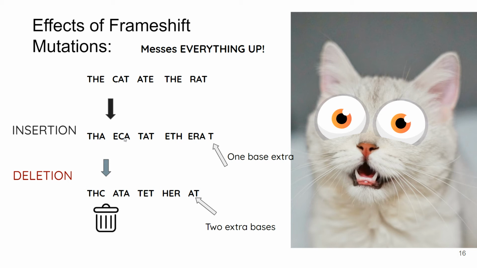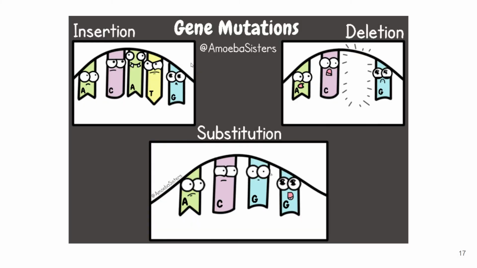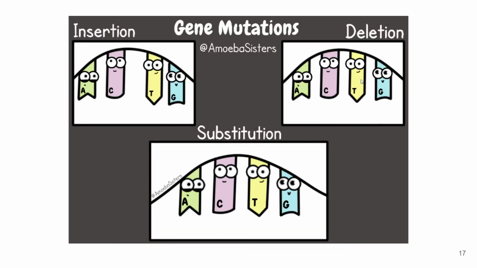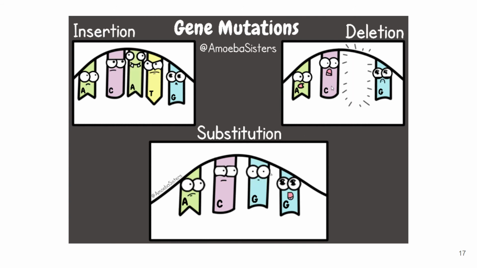In the second one, I did a deletion. So I deleted the letter E and I shifted all my letters to the left to make up for it. Notice I have 2 extra bases at the end, and that's because I'm missing one that would have made up that last base because I deleted it. And so you can see that this messes everything up. It messes the codons up, so it messes the amino acids up, which will mess up the protein. So again, insertions and deletions are really bad mutations because they frame shift and they destroy the protein.